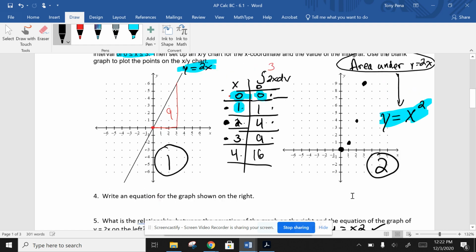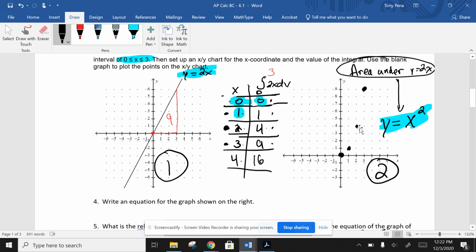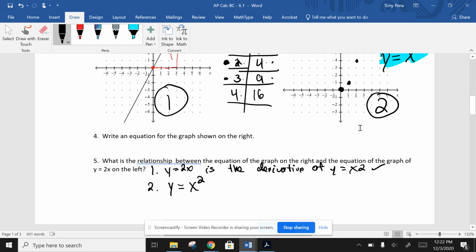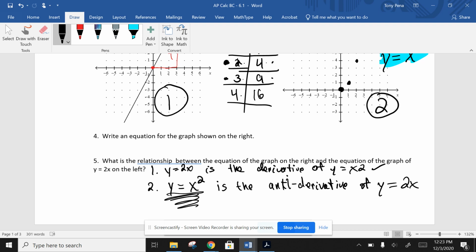And again, the way we got it was the area underneath the curve, right? Y equals x squared is the area underneath. But what we're going to write is y equals x squared. Instead of saying 2x is the derivative of x squared, we're going to say that y equals x squared is the, wait for it, let me spell it right first, the antiderivative of y equals 2x. So we actually can get y equals x squared from finding what we're going to call an antiderivative of the one that we started with.